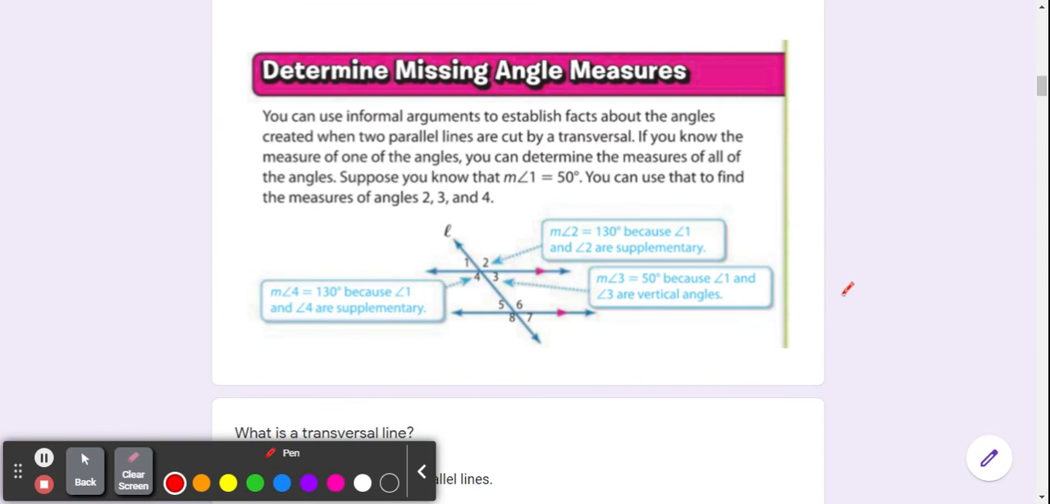So, determining missing angles. You can use informal arguments to establish facts about angles created when two parallel lines are cut by a transversal. If you know the measure of one of the angles, you can determine the measures of all of the angles. Suppose that the measure of angle 1 is 50 degrees. So right here, they're saying, suppose that this one is 50 degrees. You can use that to find the measures of angles 2, 3, and 4.